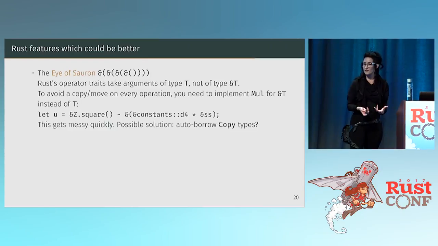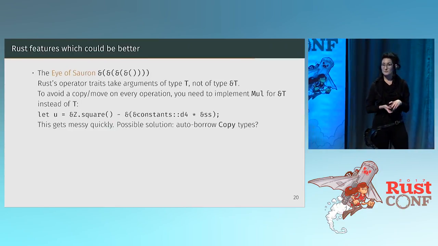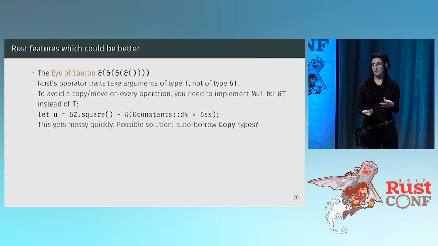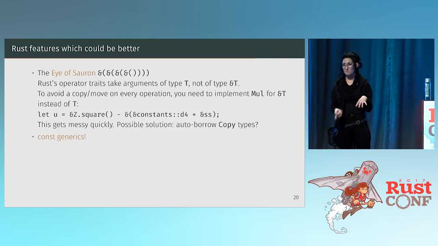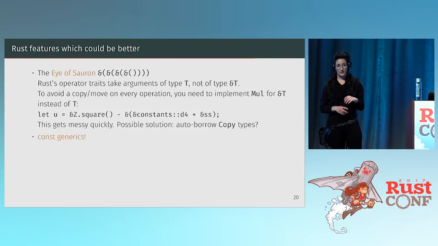I'm not a compiler dev, but it might be possible to perhaps do auto borrow for copy types, or some other special marker where we can say, hey, I said the type, but I really meant borrow the type, don't actually copy it.